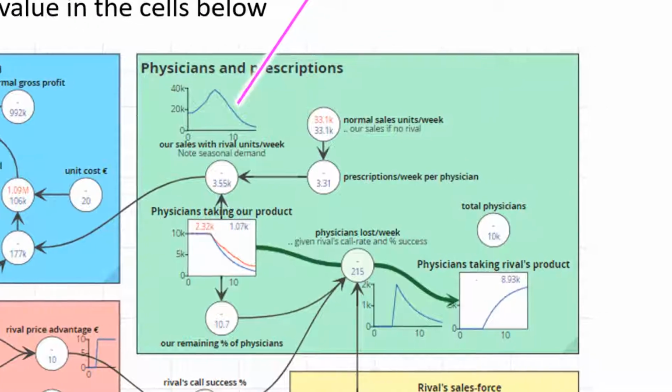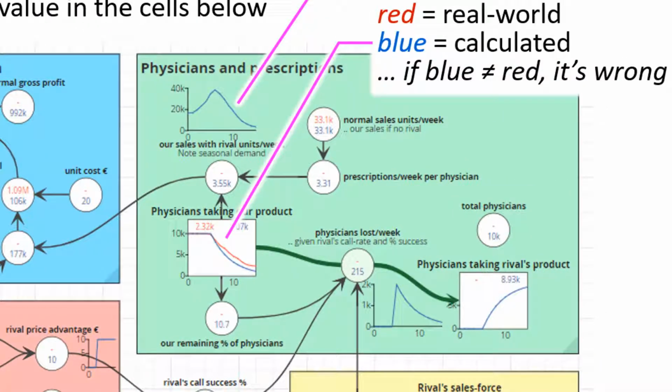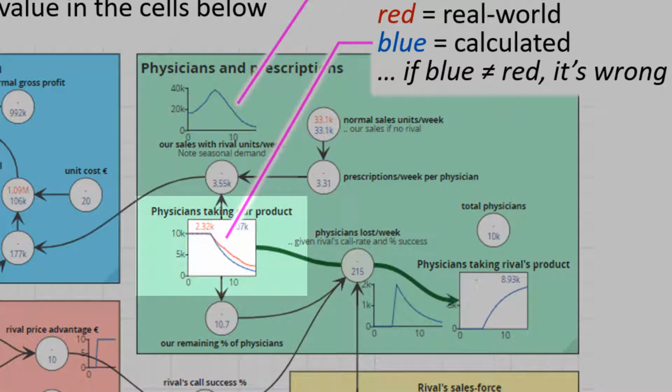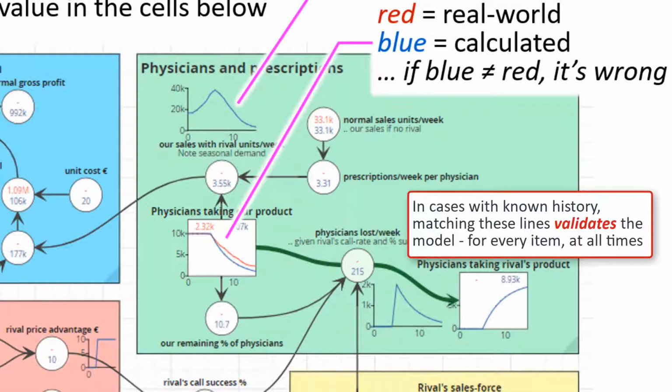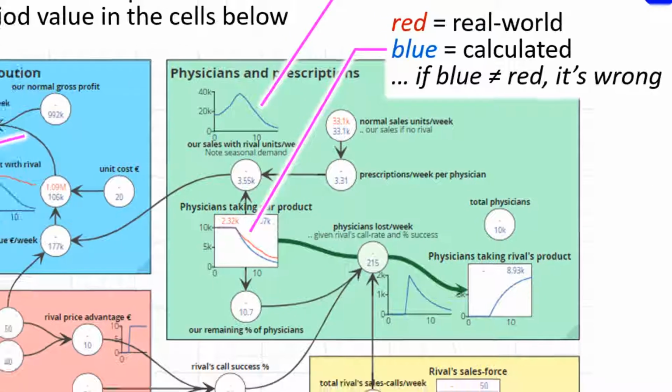The other thing we're trying to do is explain the real world. Now here, the real world we're trying to explain is what we fear will happen to the number of physicians. That's the red line. The simulation shows you in the blue line what the calculations say. If the blue line doesn't match the red line, the model's wrong. Right? Every single step you do, if the lines don't match, the model's wrong, so fix it.